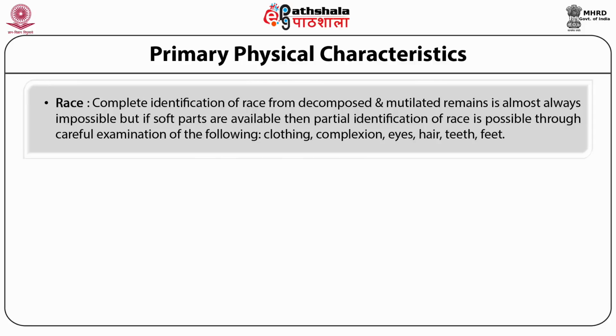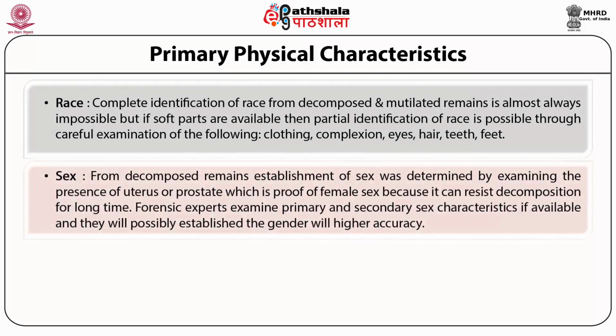The next important characteristic of identification is sex. From decomposed remains, establishment of sex is determined by examining the presence of the uterus, which is a proof of female sex, as it can resist decomposition for a long time. Forensic experts examine primary and secondary sex characteristics if available, and they can possibly establish the gender with high accuracy.